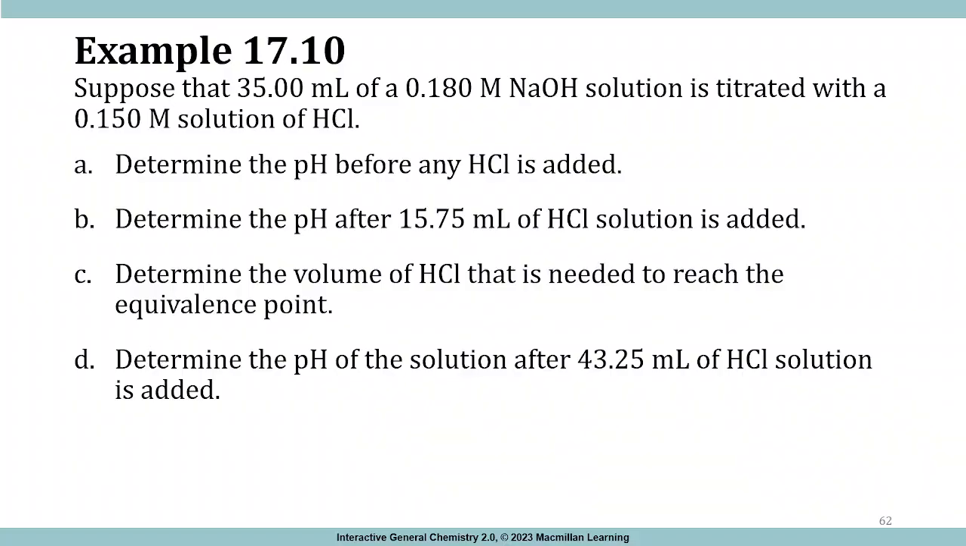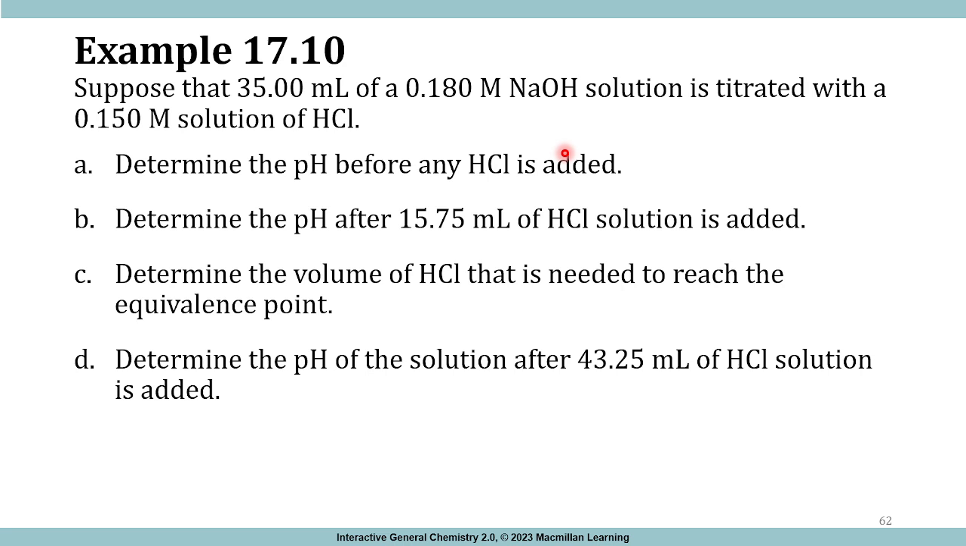Right there. So this is the problem we left off on last time. We're going to suppose that 35 milliliters of the 0.180 molarity NaOH solution is titrated with a 0.150 molarity solution of HCl. So in this case, we're taking a base and titrating it with a strong acid, right? So we have strong base, strong acid. Let's determine the pH before any HCl is added. This is just going to be based on that strong base, okay?